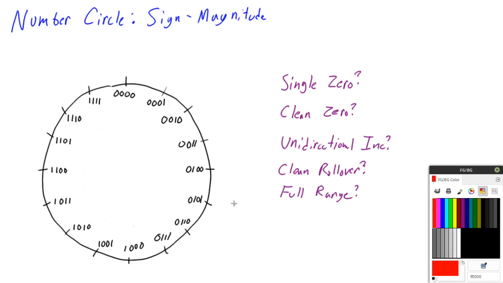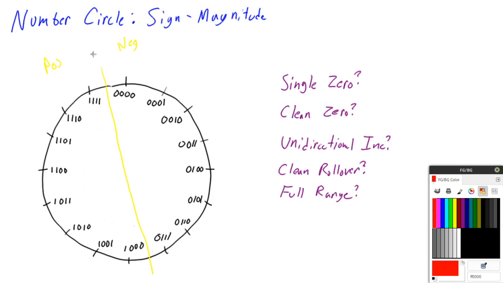Now we want to fill out our number circle for sign magnitude. The way sign magnitude works is anything with a 0 as the most significant bit is going to be positive. So I'll make a little divider line here just for our reference. Everything here is negative, and everything here is positive. I'm doing it in a hard to see color because it's not necessarily part of the number circle, but just for our information.